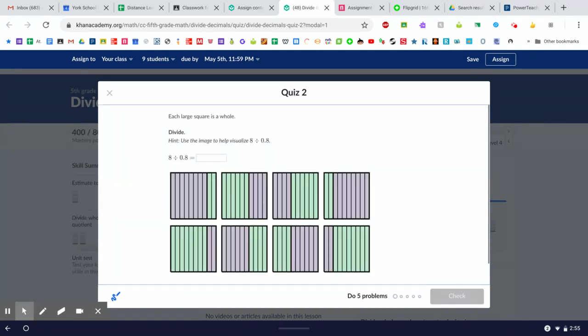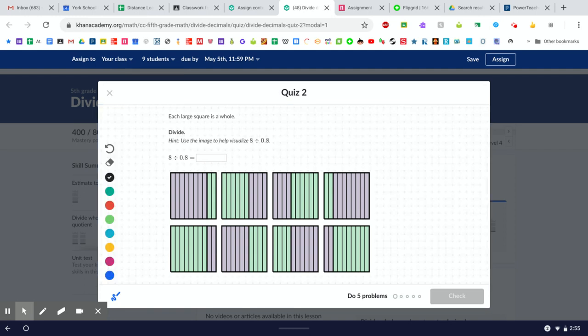Okay, number 1 says, each large square is a whole. Divide. Hint, use the image to help you visualize 8 divided by 8/10. And so where do I see 8? Oh, 8 whole squares. That's the 8. 1, 2, 3, 4, 5, 6, 7, 8 whole squares. That was number 1.